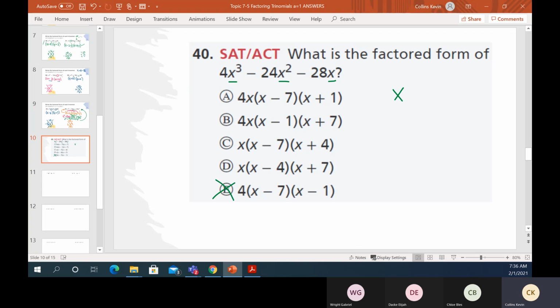Now, notice some of these have a 4 and some of them don't have a 4. So ask yourself this, can I factor out a 4 here? Does 4 divide into all 3 of these? Will it divide into 4? Will it divide into 24? Will it divide into 28? What do you think? I'm sorry, Chloe, is that a recent yes? Yeah, so that means I can factor out a 4x. So right away, look at this. Just by doing that, we're down to 2 possible answers.